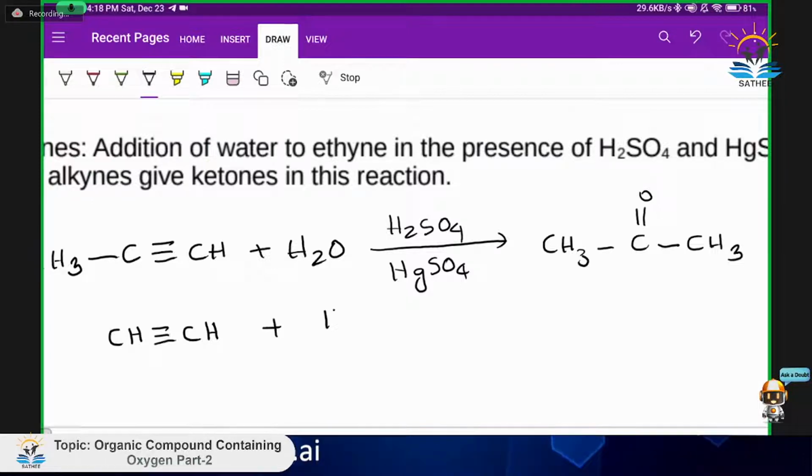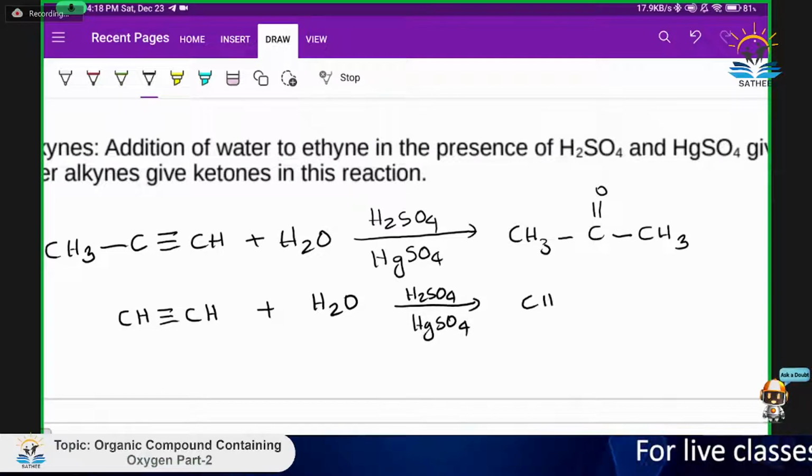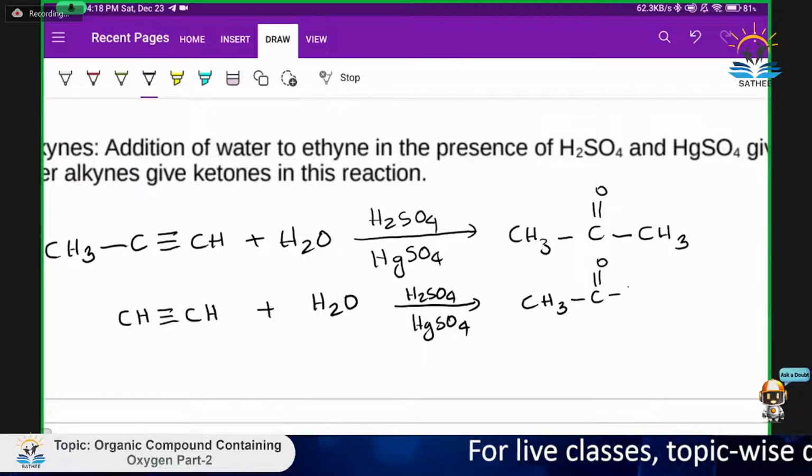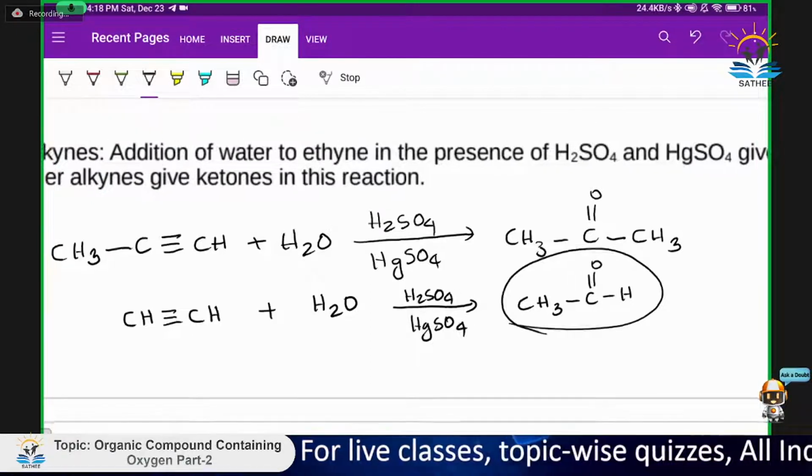So we hydrolyze it. What do we get? We get the corresponding aldehyde. So only ethyne will give an aldehyde. So that's all you should know about this reaction.